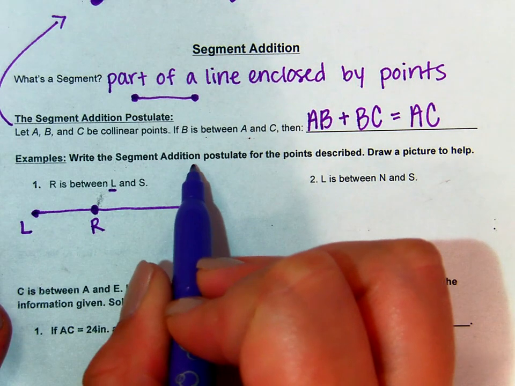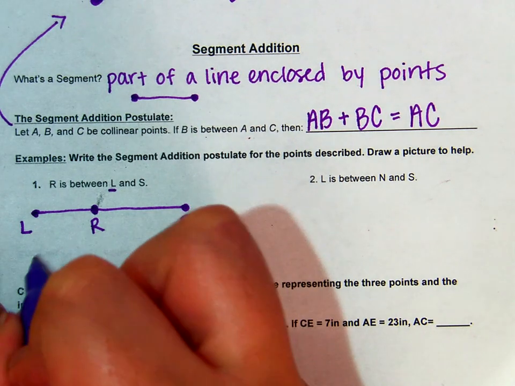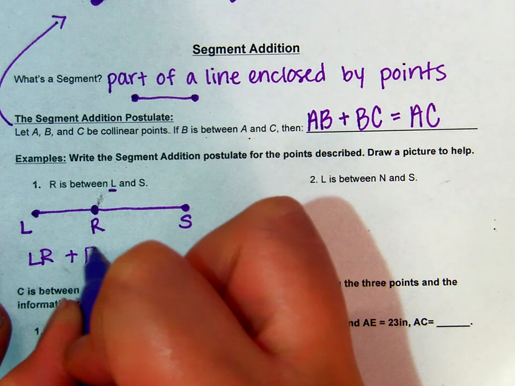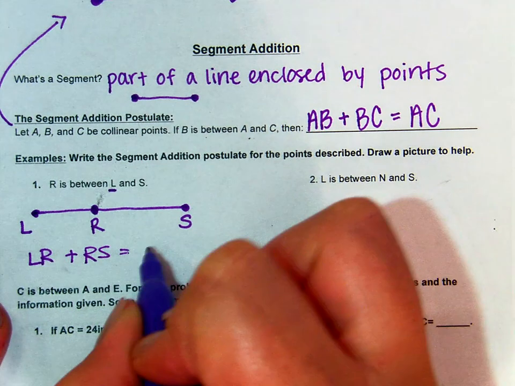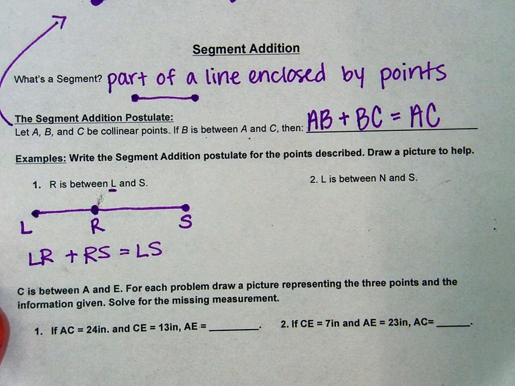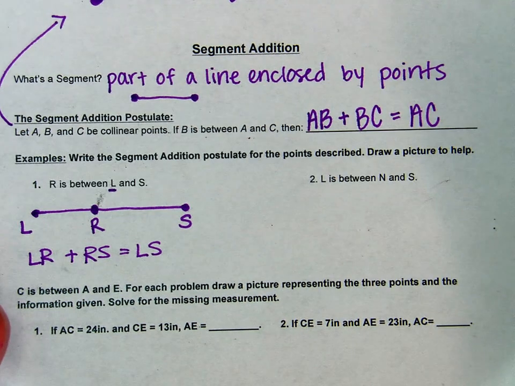The segment addition postulate tells me LR plus RS is equal to LS. And that's it, ladies and gentlemen. We haven't thrown in any numbers yet. That's it. Okay?